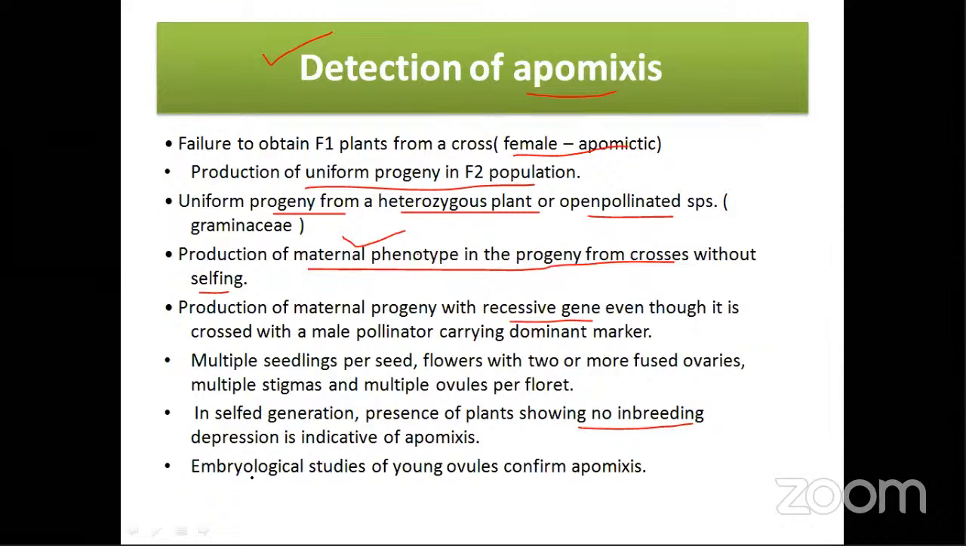Then embryological studies from the young ovules, if you do them, you can easily confirm the apomixis. So all these points which I have discussed here are indicative of apomixis, but further cytological studies are required for confirmation of apomixis, right?